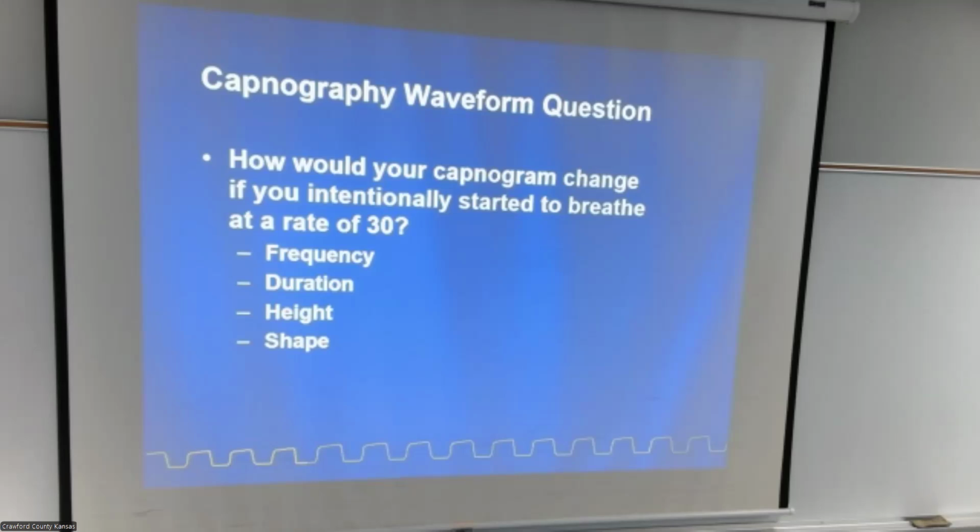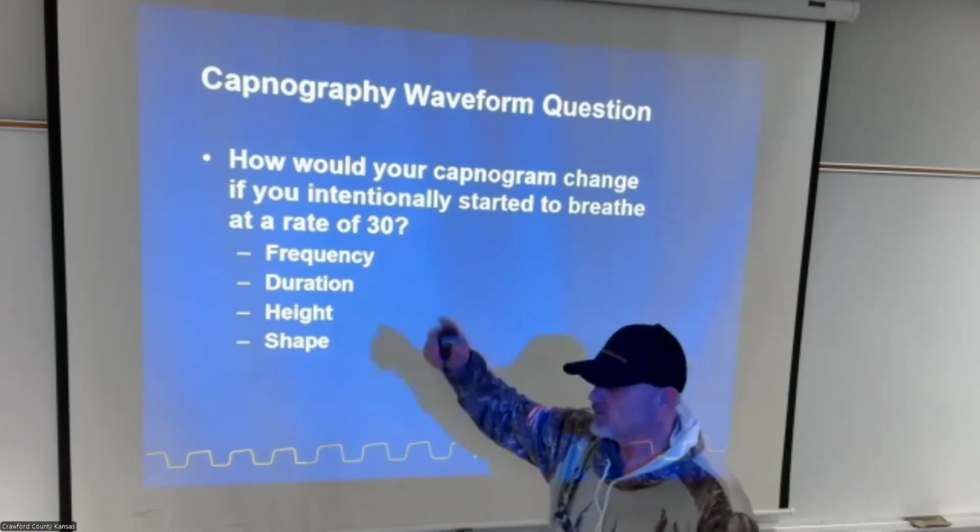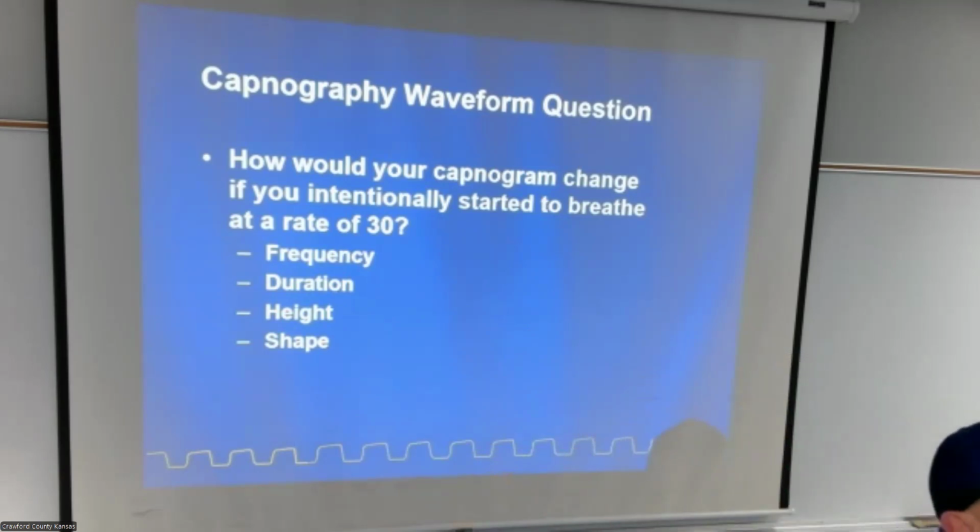So how would your capnography change if you initially started the breathing rate at 30? What would it look like? Your frequency, duration, height, and shape. What would you expect to see if your patient's breathing 30 times a minute, or even 40 times a minute? What would you expect to see on a waveform? I'm just going to make you think before we go into it.